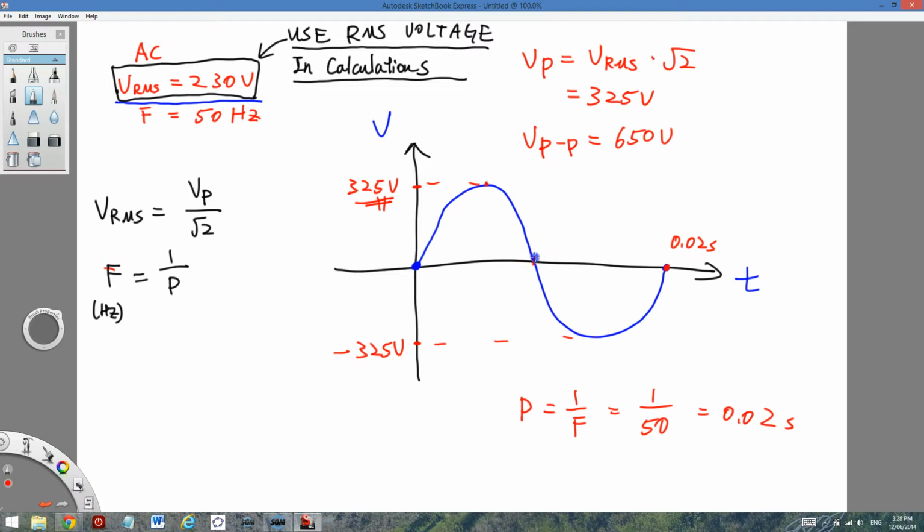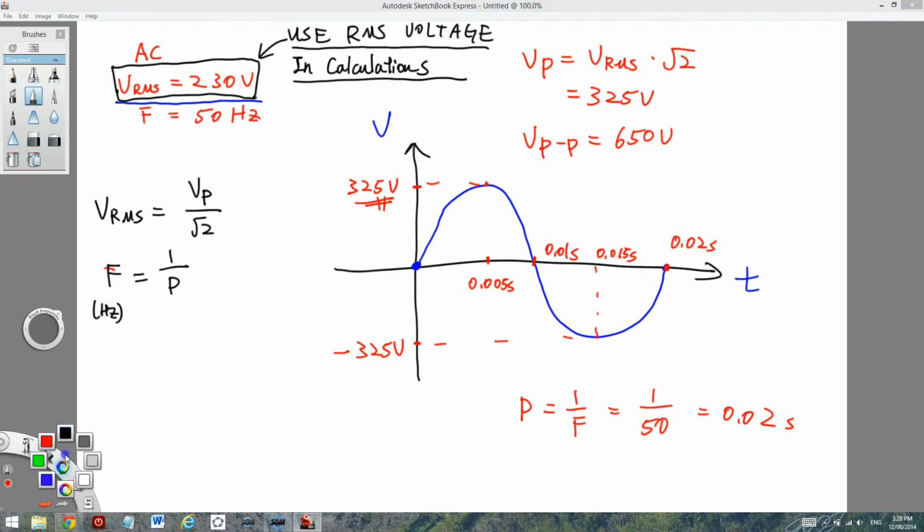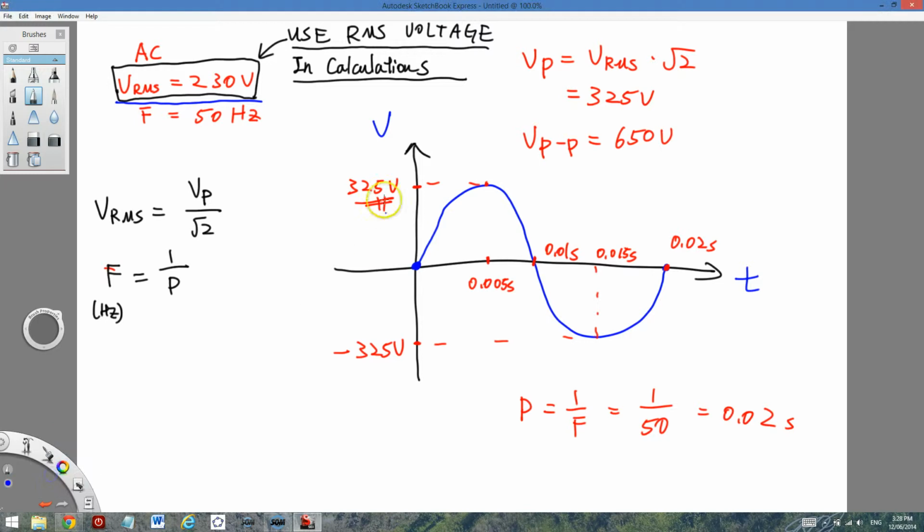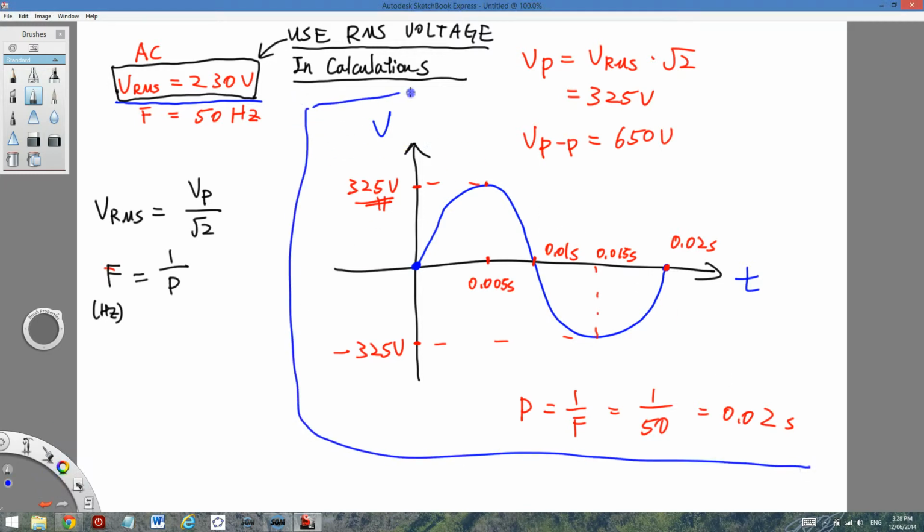Half of the period is 0.01 seconds, and the maximum occurs at 0.005 seconds, and here will be 0.015 seconds. So by the end of the year, you are expected to do this.